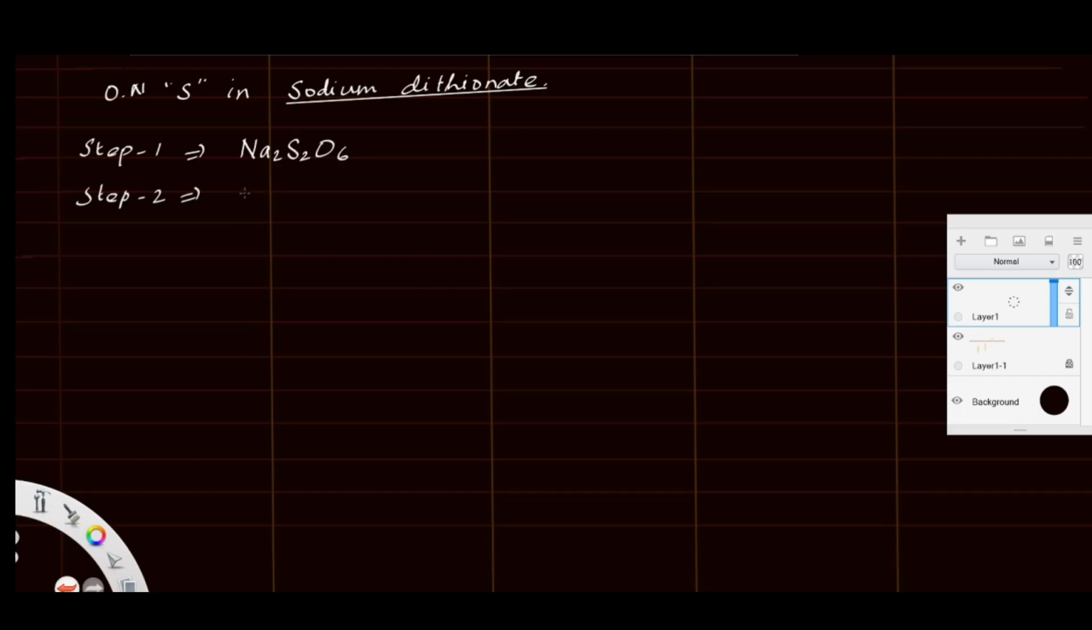Here, Na2S2O6 is arranged in the following manner: Na single bond O, single bond S, single bond S, single bond O, single bond Na, and both sulfurs having two double bonded oxygens. Now the oxidation number of sodium is +1 and here also +1, and all the remaining oxygens have -2 as the oxidation state.